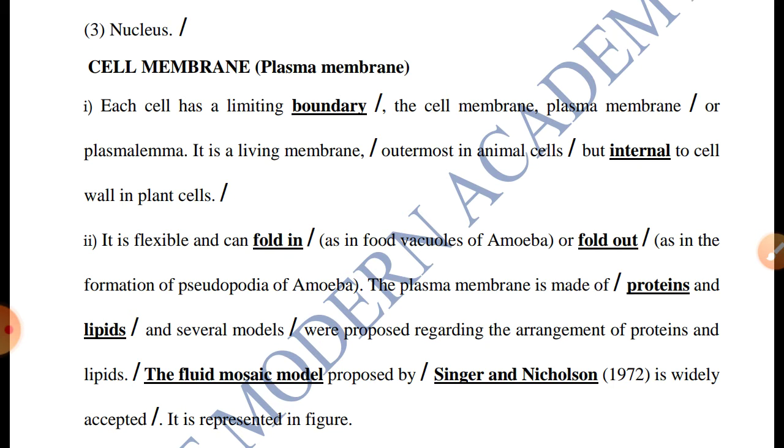So the plasma membrane is made up of proteins and lipid, and several models were proposed regarding the arrangement of proteins and lipid. The fluid mosaic model proposed by Singer and Nicholson is widely accepted. So in plant cell there are two layers. The outermost layer is called cell wall and the inner layer is called cell membrane. But in animal cell, there is only one layer. So that layer is cell membrane.